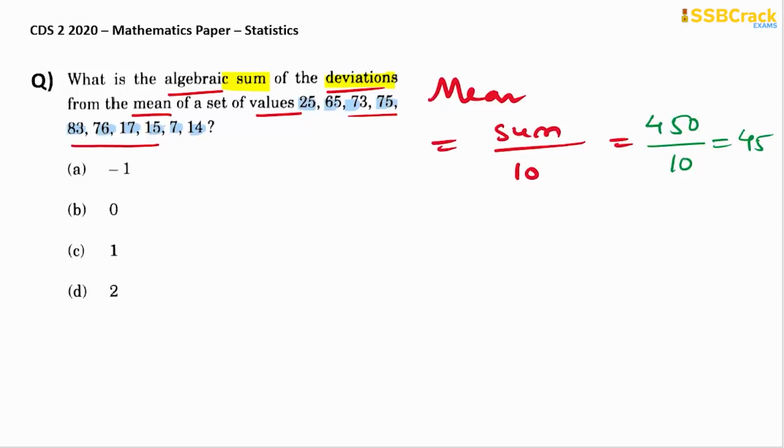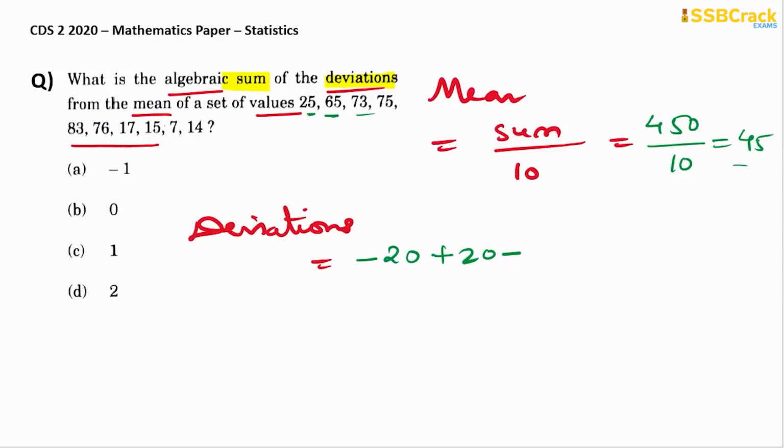Alright, so now what do you have to do? You have to find the deviations of each observation from the mean. Let me list the deviations for you. How do you find the deviation? It's simple subtraction, right? Subtract the mean from each observation. Let me erase this for you. The difference of this observation 25 with 45 will be minus 20, isn't it? Then we have 65 to 45, the difference is plus 20.